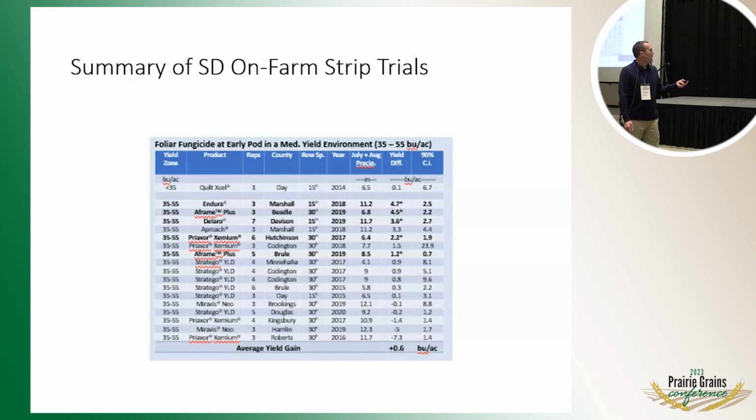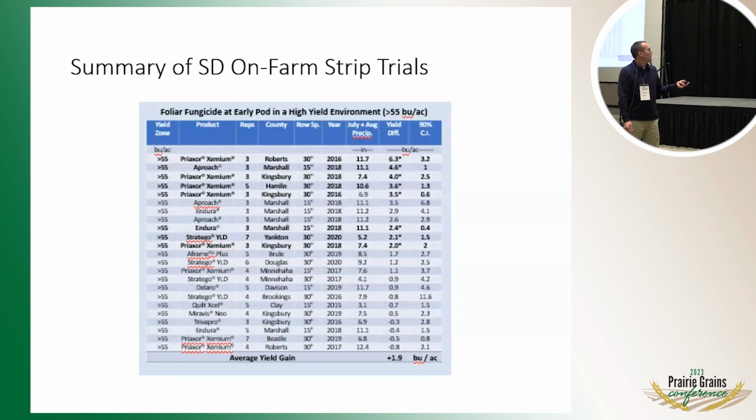And then I'm going to move up to our high yield zones, 55 bushels per acre. We had 0.6, remember, for our medium. So we had 1.9, a little better for our high yield zones. And we had some fairly decent ones, 6.3. This was in Roberts County, which is right straight south of here, borders North Dakota. That was Preex or Xemium in 2016. But again, we saw some responses there.